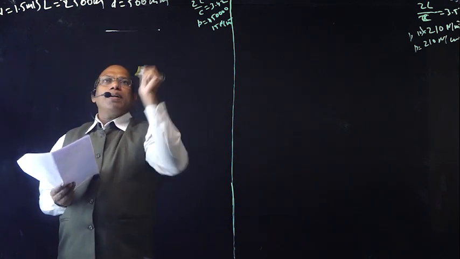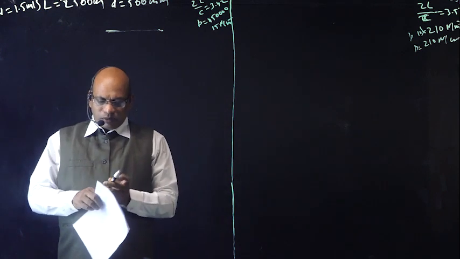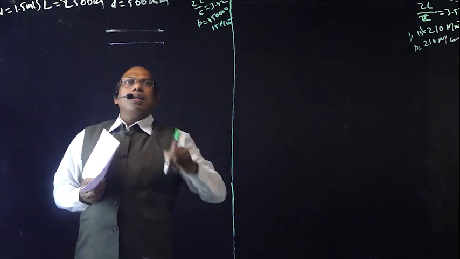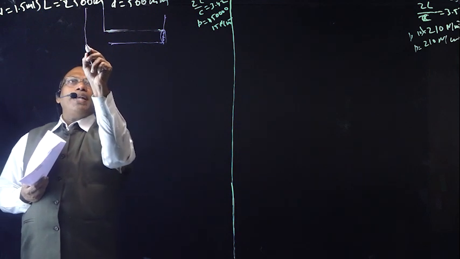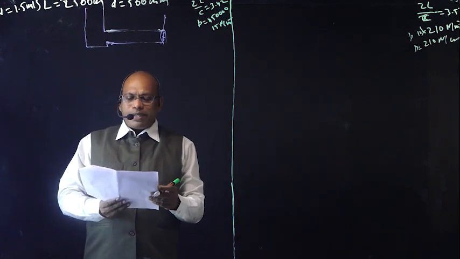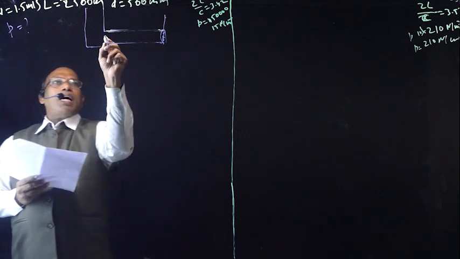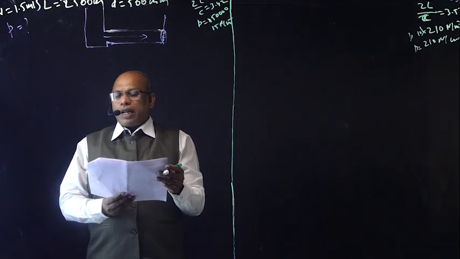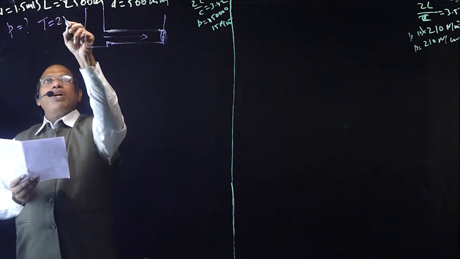This is the pipe. At the end of the pipe, a valve is provided here, and this is connected to one tank. Find the raise in the pressure intensity in the pipe because of the valve provided here, if the valve is closed at a rate of 25 seconds. The closing time is given, that is equal to 25 seconds.